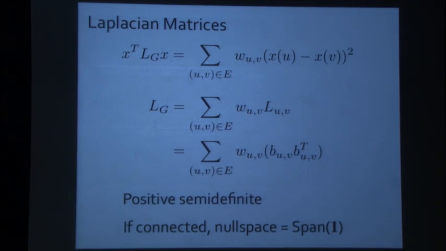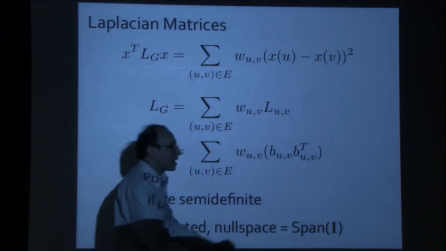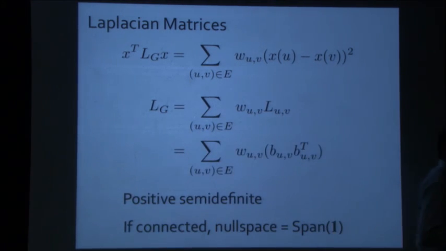Also, if the underlying graph is connected, this tells us that there is one eigenvector of eigenvalue 0. It corresponds to any constant vector. And that is exactly the null space. The constant vector is always in the null space. But if your graph is connected, only the constant vector is in the null space.